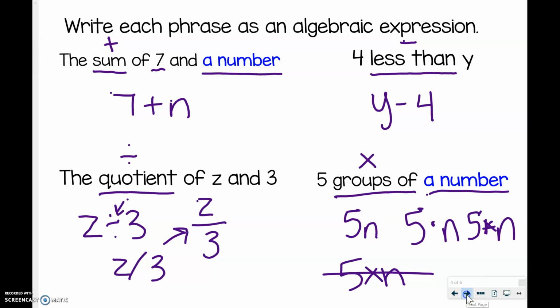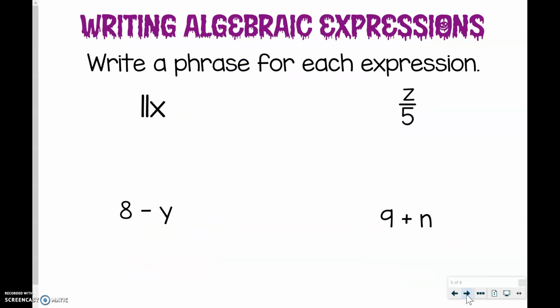Okay, we're going to flip it around, and we're almost done here. We're going to flip it around, and now we have an expression, and you have to write the phrase for it. Now, there's tons of phrases that you could use because there's tons of operation words. So whenever you're writing a phrase for an expression, there will be several choices. So I might give you an example, but there are other options. Just use your operation words notes to help.